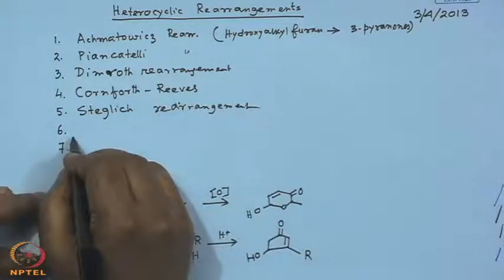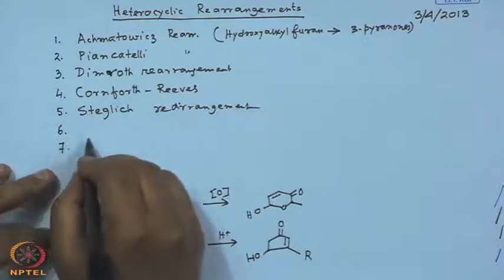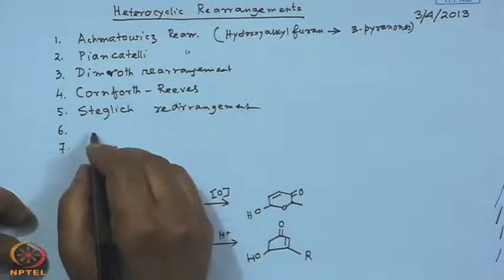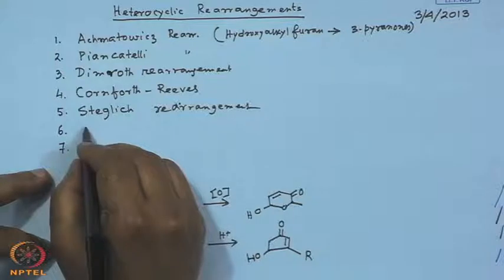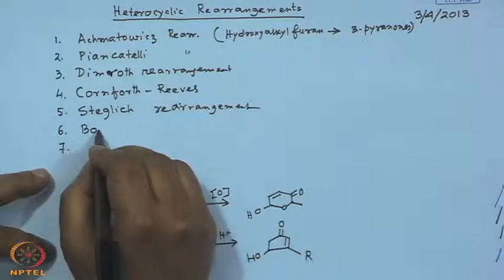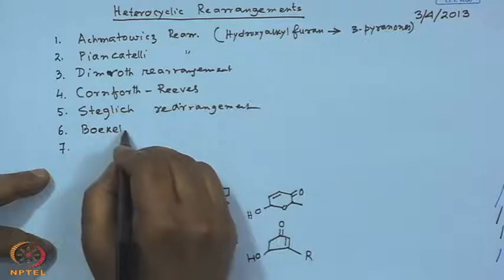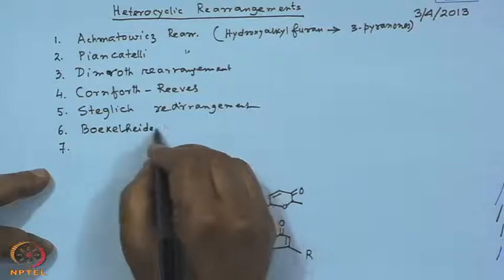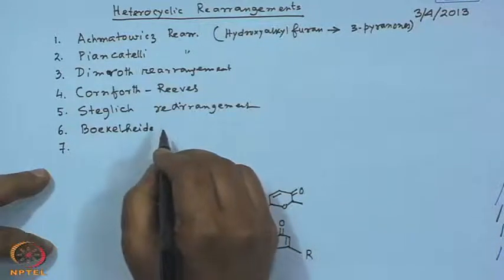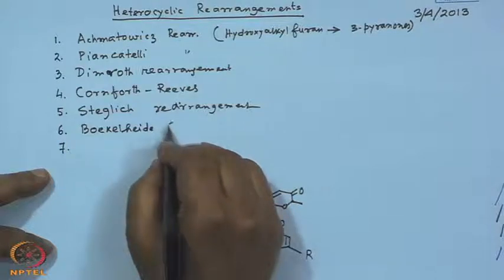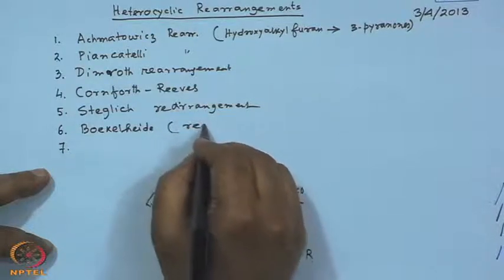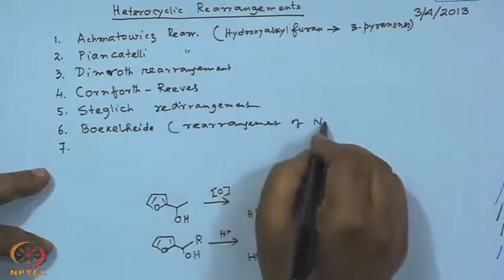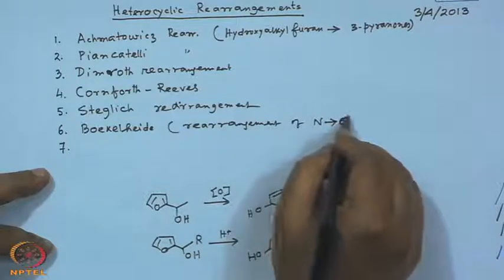And probably I will stop this one. Okay, then probably we will stop here. One more reaction is called the Boekelheide rearrangement, which is also pretty similar to the Polonovski reaction, and basically it deals with the rearrangement of aromatic N-oxides.